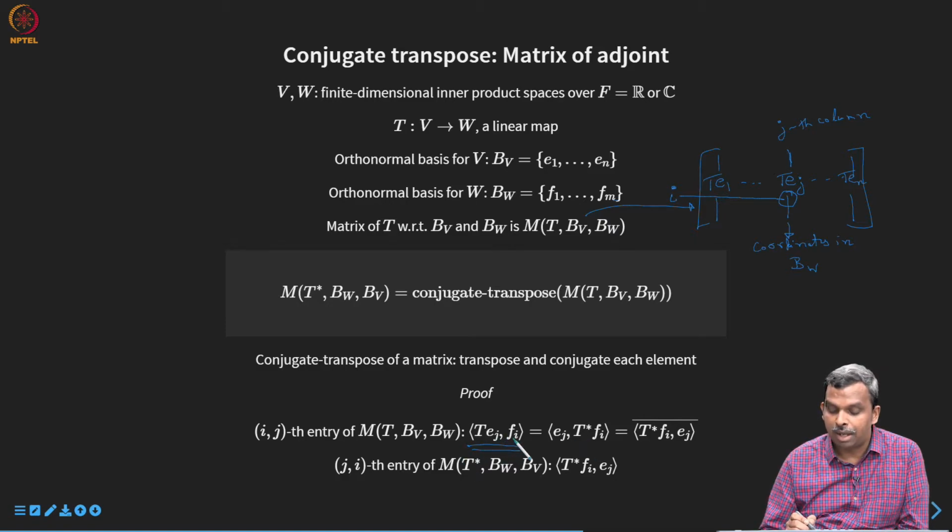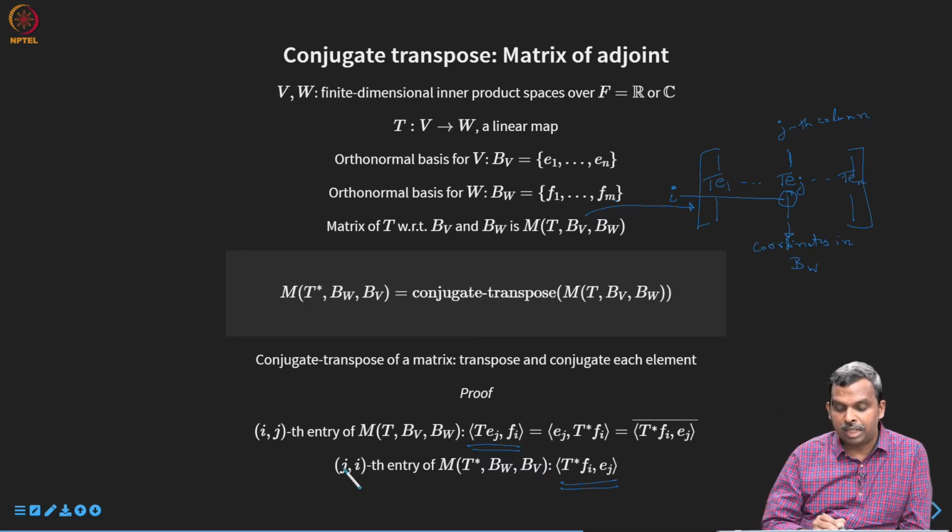Okay. So inner product of TEJ with Fi is the same as inner product of EJ with T star Fi, right? And then you do the conjugation, it's inner product of T star Fi with EJ, whole conjugate. All right. Now what about the jith entry of M of T star with respect to bases BW and BV? It's the same thing. So T star BW BV will be T star Fi. I'm looking at the jith entry, right? So T star Fi inner product with EJ. And so you see the Ij becomes Ji, this entry becomes its conjugate. So that's where you get the conjugate transpose from.